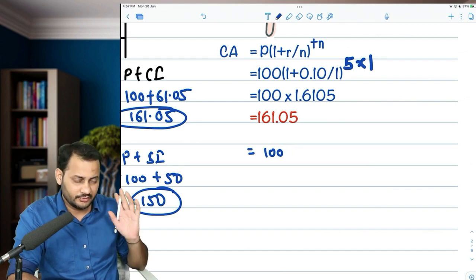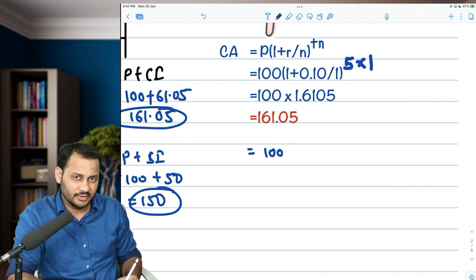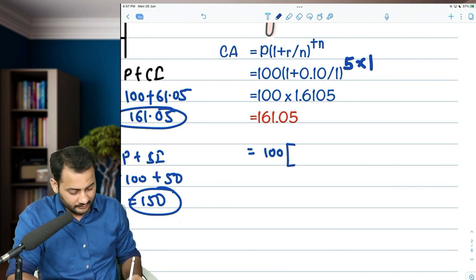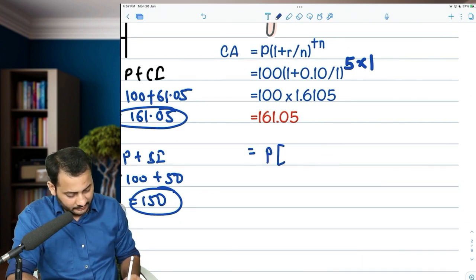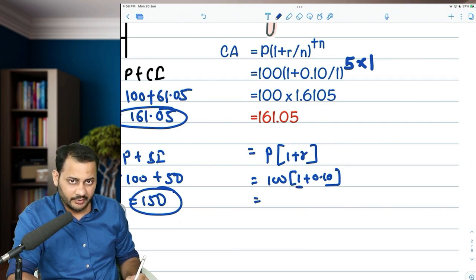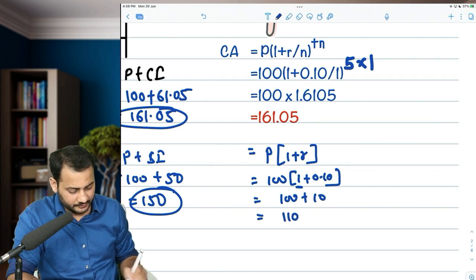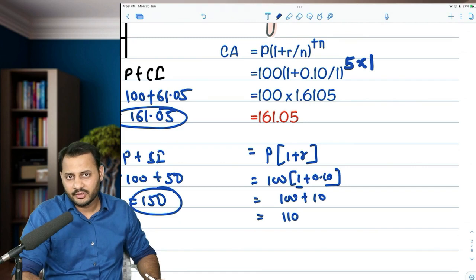What was the formula of simple interest? If we calculate the simple interest and the principal at the same time at the end of the first year, it is very simple. It is like that: principal in bracket 1 plus r. So at the end of 1 year, you will get 1 plus 0.10. You will keep the principal intact by keeping 1 here. So it will be 100 plus 10, that is 110. In terms of simple interest also, you will get the same amount, 110, after 1 year.